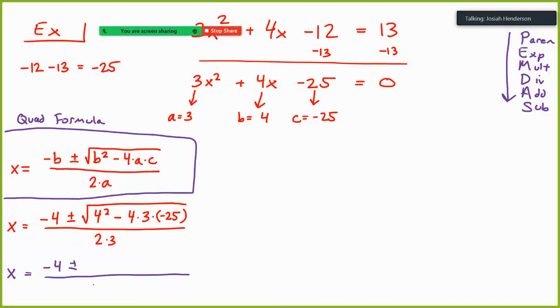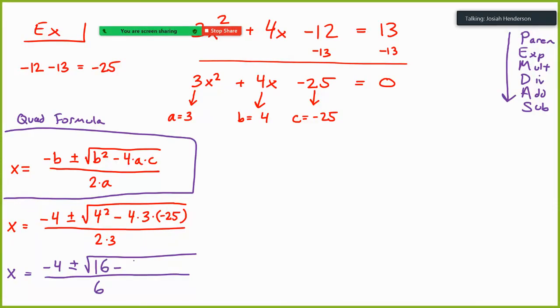I'm just going to recopy down the stuff I'm not really concerned with yet. So -4 plus or minus, that's still there. Square root box, we'll get to that in a second. In the bottom, we can go ahead and do the multiplication now. That's not going to mess anything up. 2 times 3 at the bottom, that's 6. Now inside my square root box, 4 squared. Someone tell me, what is 4 squared? 4 times itself. 16. So I'm going to replace that right now.